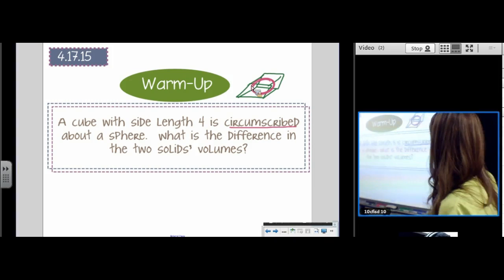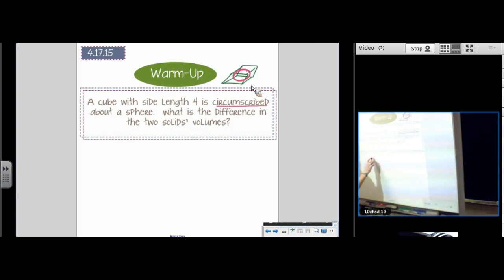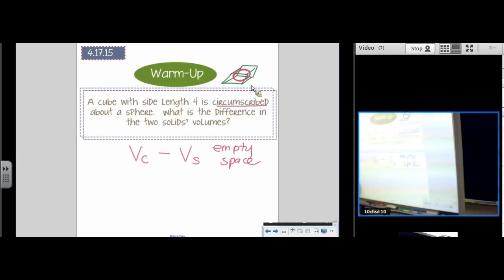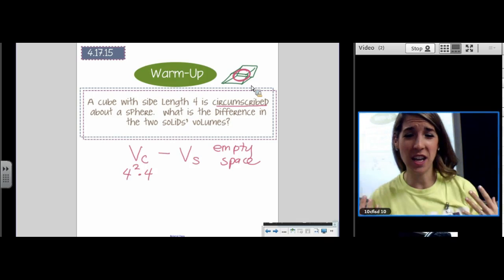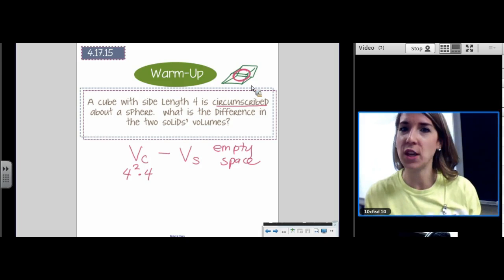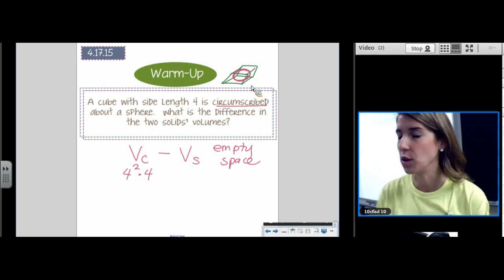So what is the difference in their volumes? We're going to find the volume of the cube, and we're going to subtract the volume of the sphere. And then we'll find out what the empty space is. All right, volume of a cube, base times height. That's the area of the base, and that's the height. Or, of course, hopefully you know, you can just think of it as 4 cubed. That's where the word cubed comes from. It's the volume of a cube. So you take the side and you cube it.